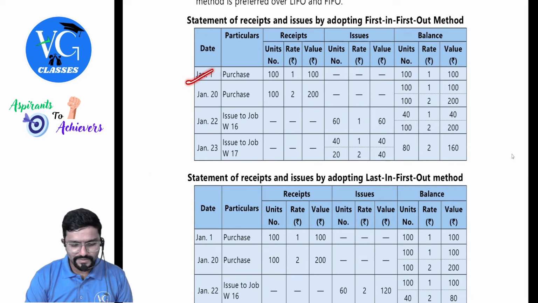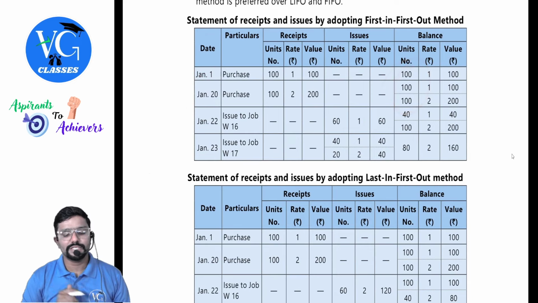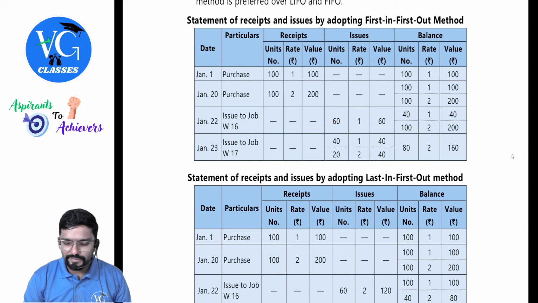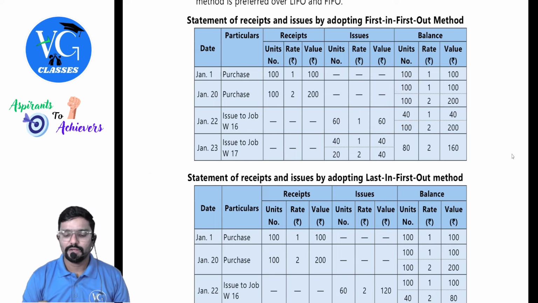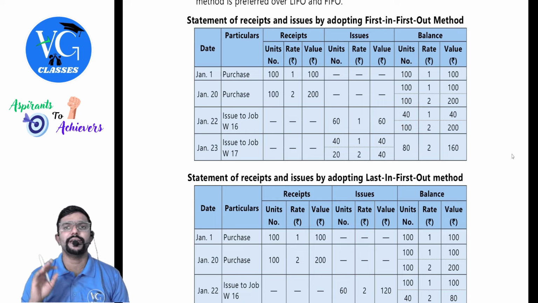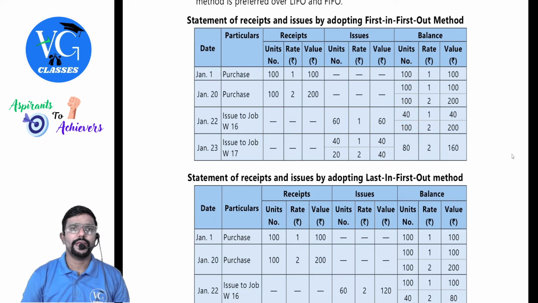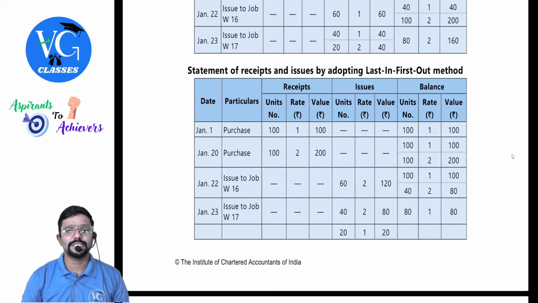Sir, there are two purchases first, so both are kept in closing stock. Then there is an issue of 60 units. At what price, sir? 1 rupee. So out of 100, I have issued 60. Remaining is 40, as it is. Again, we are issuing 60 more units: 40 from here, 20 from here. 40 at 1 rupee and 20 at 2 rupees. So out of 100, I have issued only 20. Remaining is closing stock: 80 at 2 rupees. Next, last in, first out.